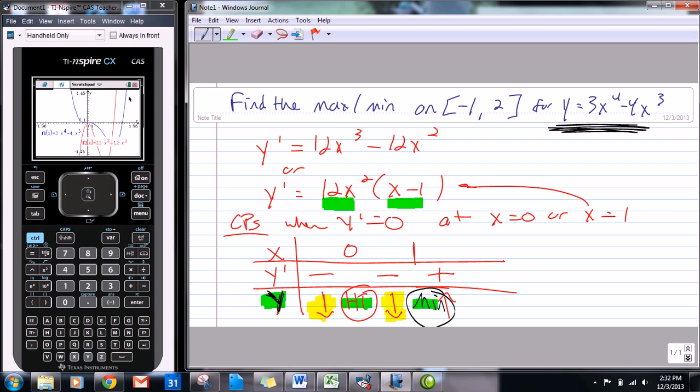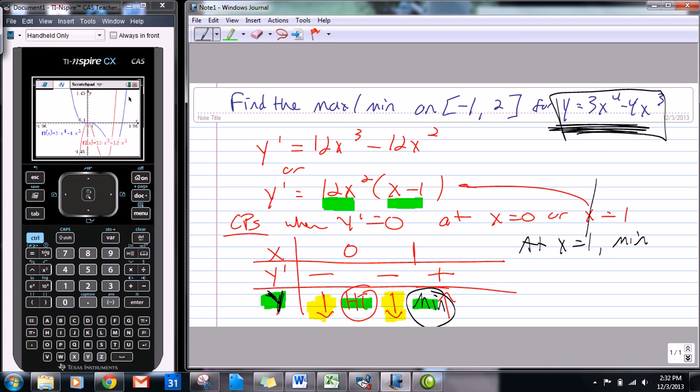Here's the calculus that supports that. To find our minimum value, all I know is that at x equals 1 there's a minimum value. So how do I find it? That's right, I plug it back into the original function that I'm trying to analyze.